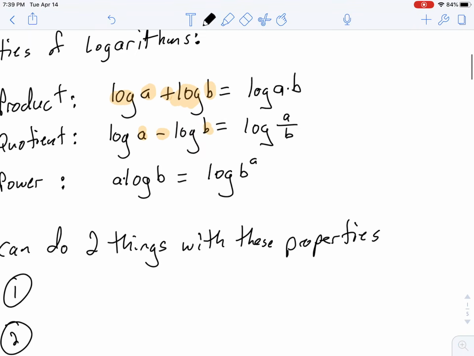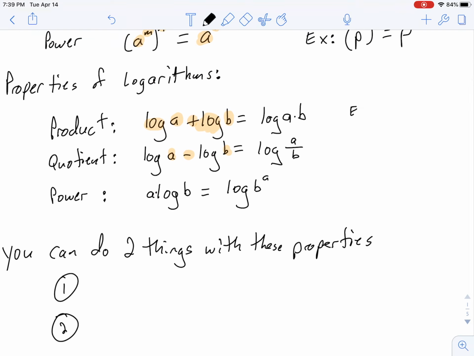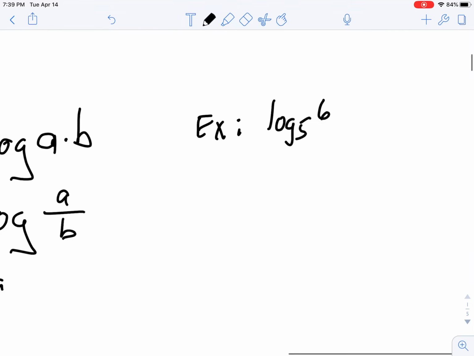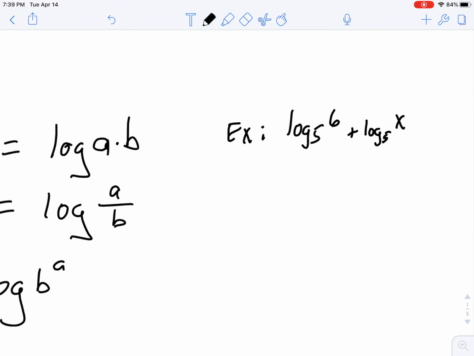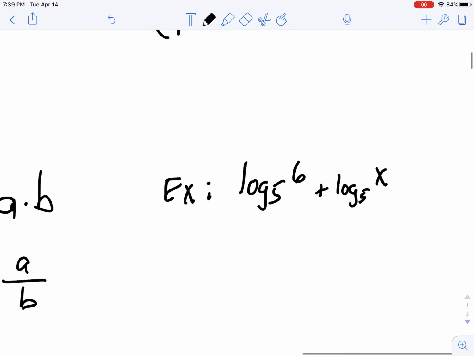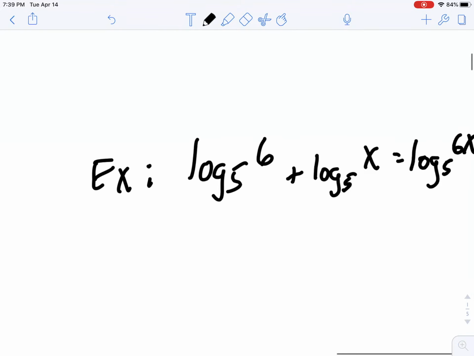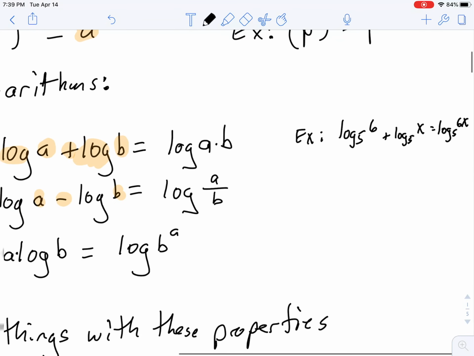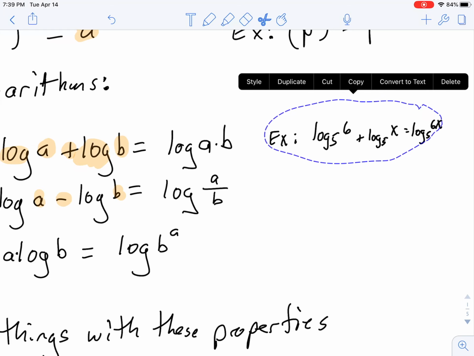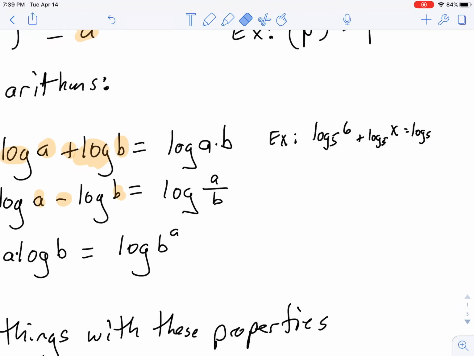So the product property, for an example, let's say we had log base 5 of 6 plus log base 5 of x. You can turn this into log base 5 of 6 times x. That's the product property. I kind of got close to the edge, so give me a second to move this over. There we go. And I'm going to make that look a little bit more realistic.